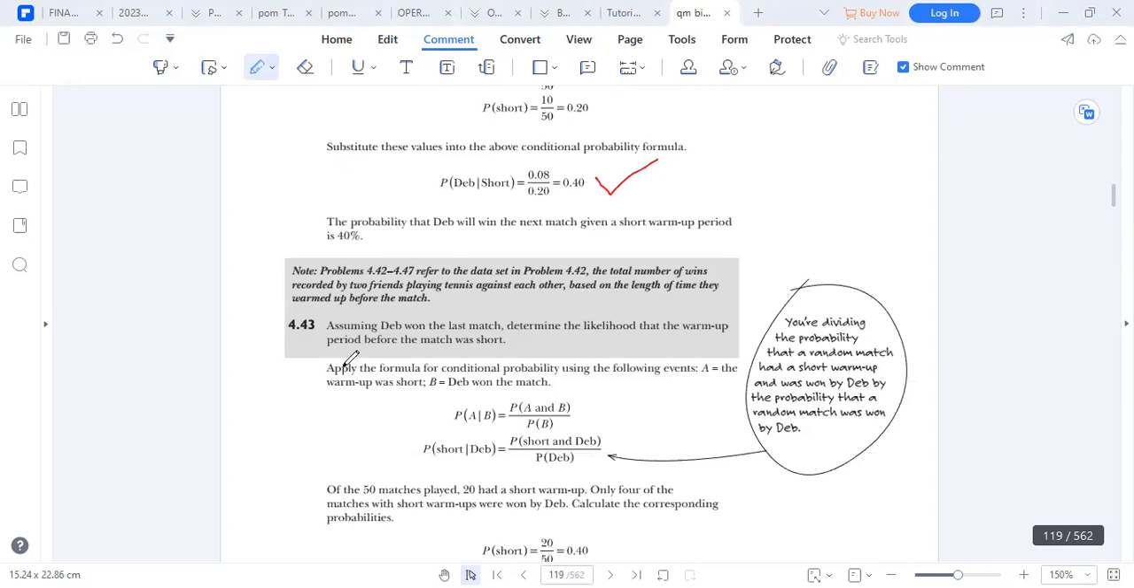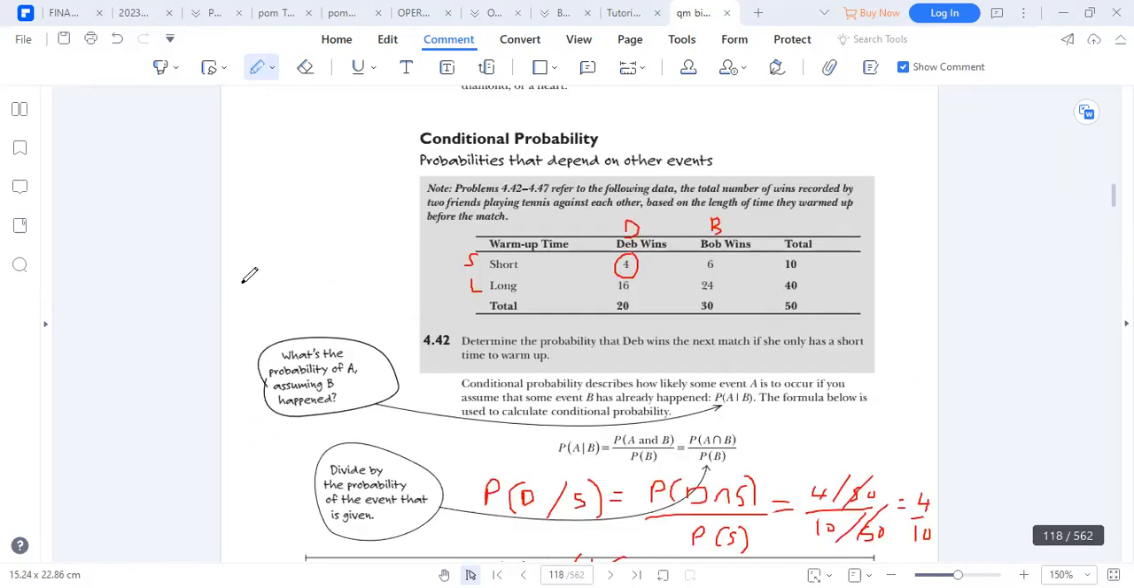Now part B, we're being asked to find, assuming Deborah won, the likelihood that the warm-up was short. Where the word assuming is, that's where you put this letter down. So here is assuming Deborah won, find the probability that the warm-up was short. So we're looking at the probability of short given Deborah. Try to calculate this. I'll give you a minute on this table.